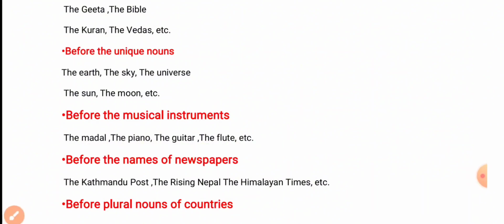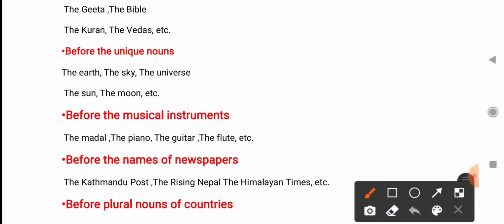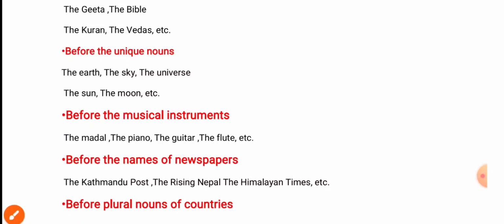Similarly, before the names of newspapers, we use the article. The Kathmandu Post. Yes, the Kathmandu Post. The Rising Nepal, the Himalayan Times, etc. These are all the Kathmandu Post, the Rising Nepal, the Himalayan Times, the Gorkhapatra, the Kantipur. These are the names of newspapers, and before the name of a newspaper we use the article.